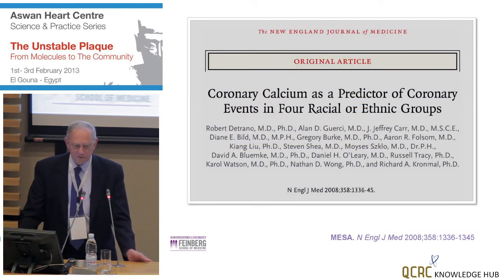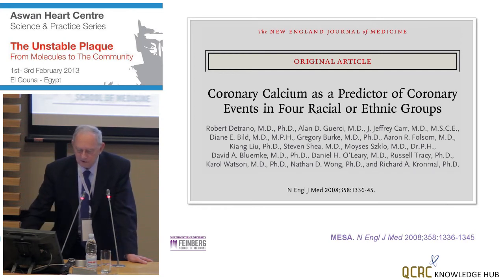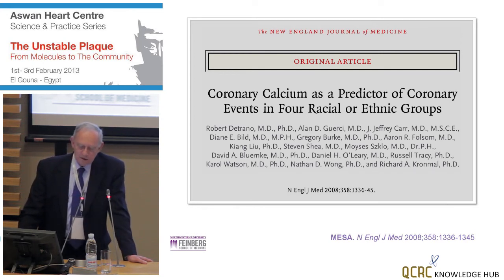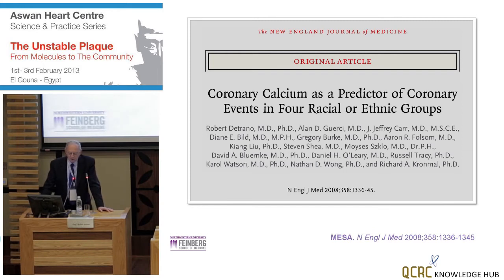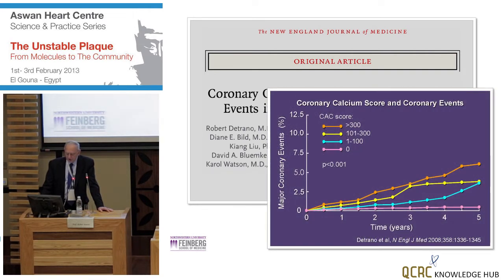We see this also in the MESA trial. We'll come back to this trial because it's a very important trial in the United States of asymptomatic individuals, looking at ways of identifying risk over the course of time, multi-ethnic in the US. So MESA is the Multi-Ethnic Study of Atherosclerosis. So we're looking at Caucasians, African Americans, Latinos, and Orientals. And they also showed that the calcium score was the most important single predictor of events in these patients.